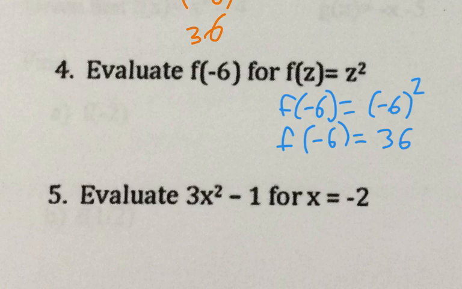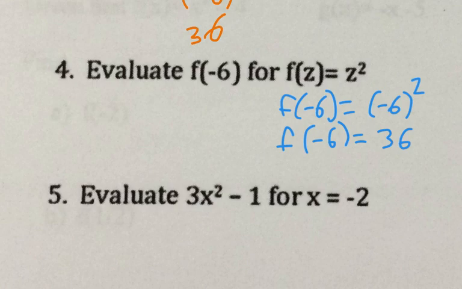This one's tricky because I'm plugging -6 in for z. So on your calculator, you have to make sure you write it like this with the parentheses. If you put this in your calculator without them, it's going to give you -36 as the answer. So you have to make sure you have it in parentheses.